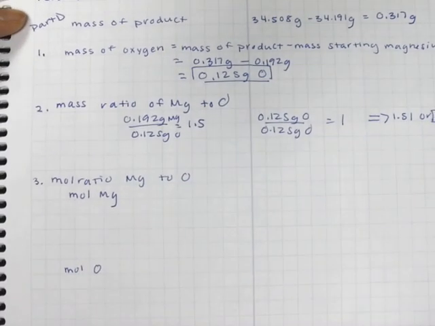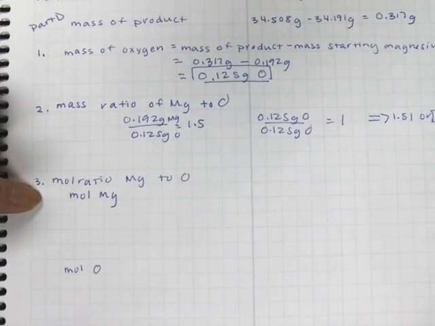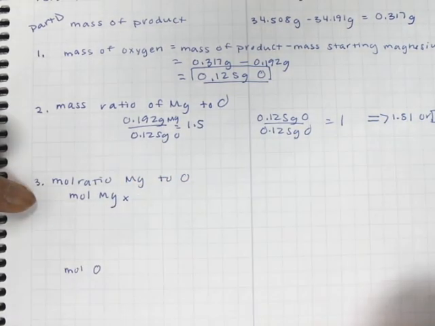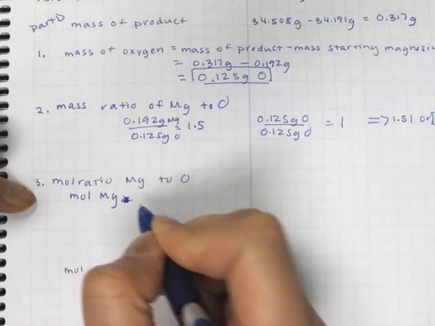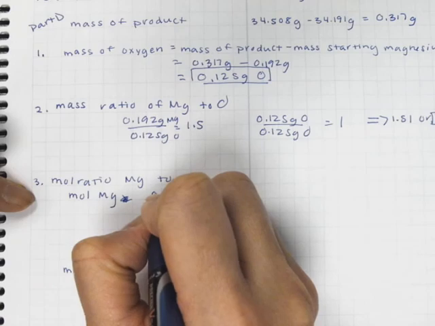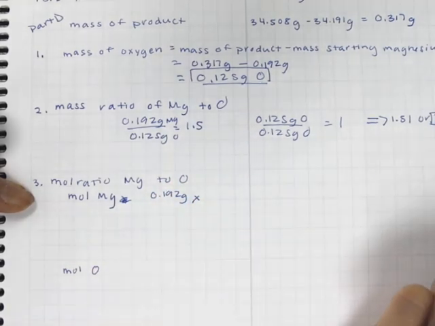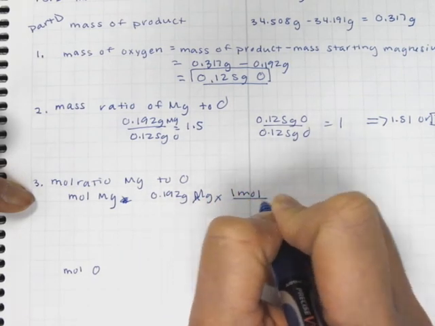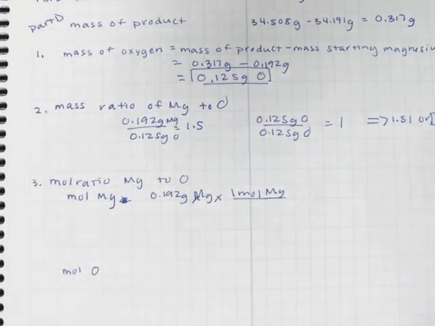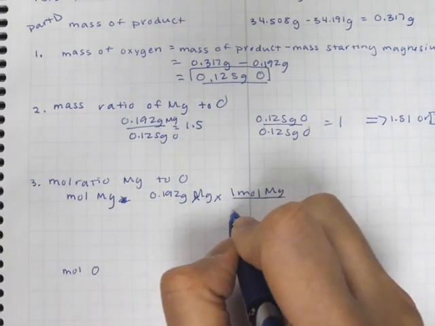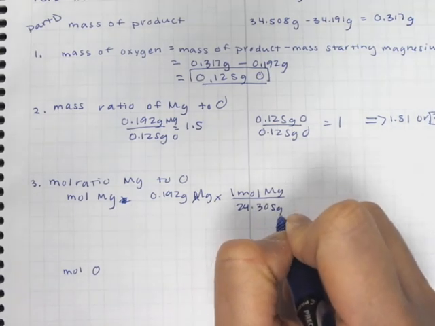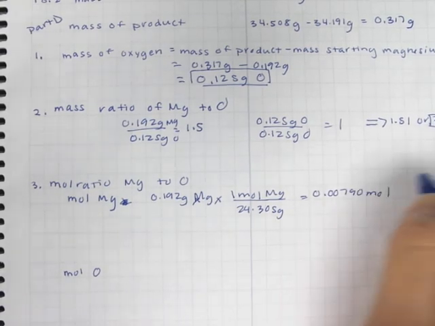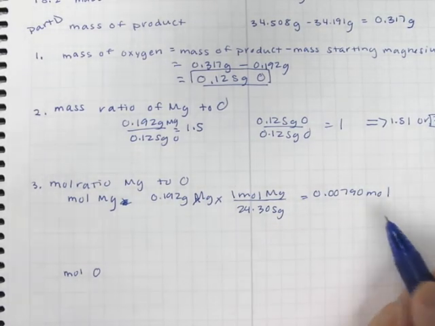To get the mole ratio of magnesium to oxygen, you have to calculate the moles of each of those things. To get moles of magnesium, you need the mass of magnesium, which is 0.192 grams, and you need to convert that to moles of magnesium. You do that with the molar mass. For magnesium it is 24.305 grams per mole. So that comes out to 0.00790 moles. I have 3 sig figs here, so I have 3 sig figs in my answer.